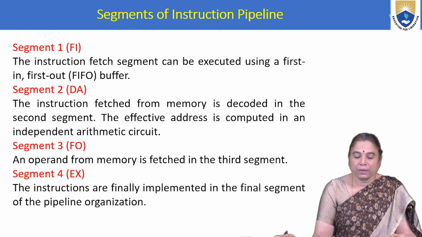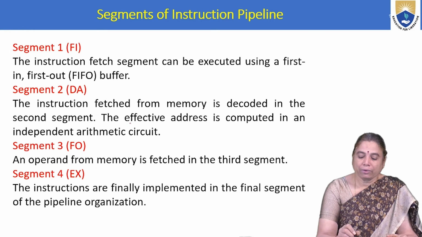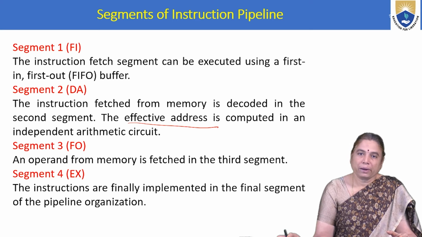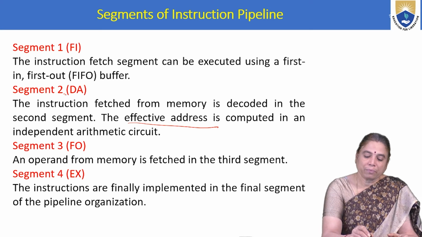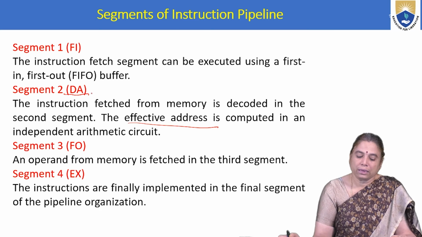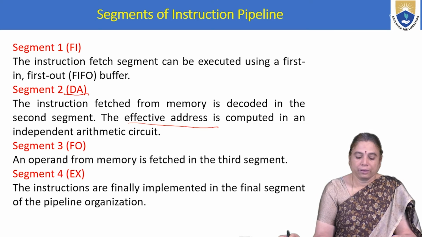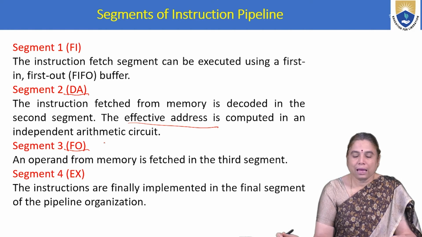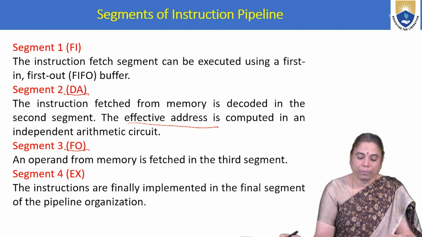And the second step is decode and calculate the effective address. The instruction fetched from memory is decoded in the second segment, and the effective address is evaluated depending on the independent arithmetic circuit. So the second segment in short can be referred to as DA. And segment 3 is fetch the operand, in short referred to as FO. So an operand from memory is fetched in the third segment.